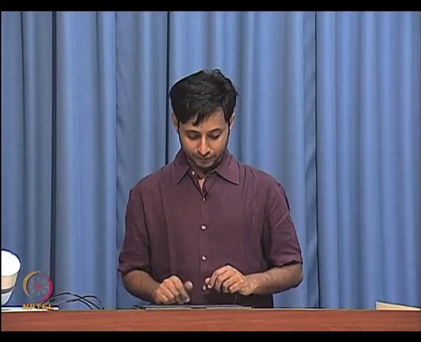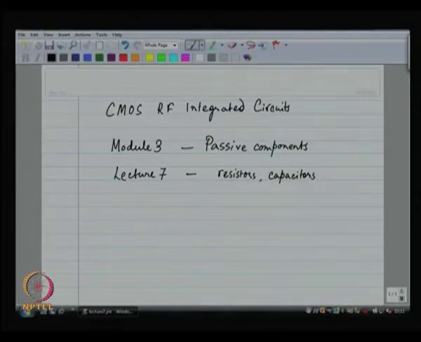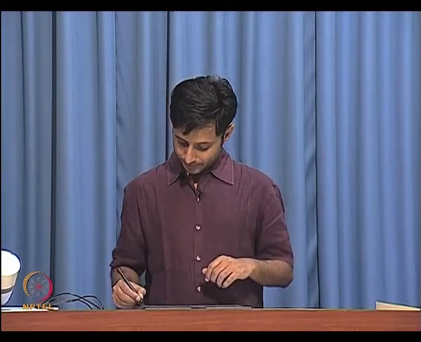Welcome to CMOS RF integrated circuits. This is going to be the third module. We are going to start the third module on passive components. Today's lecture I will try to cover resistors, capacitors and if possible more.